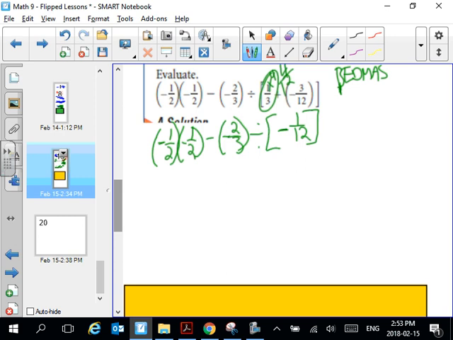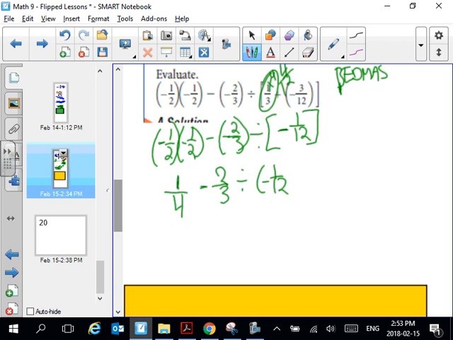Okay. Now, I don't have any exponents to deal with, so the next thing I have to deal with is division and multiplication. Remembering that anytime you have two numbers jammed beside each other, that means, in mathematical terms, that they're being multiplied. So the first thing I have to do on this one is negative 1 times 1 gives me 1, negative 2 times negative 2 gives me 4. So now I have 1/4 minus 2/3 divided by negative 1/12.